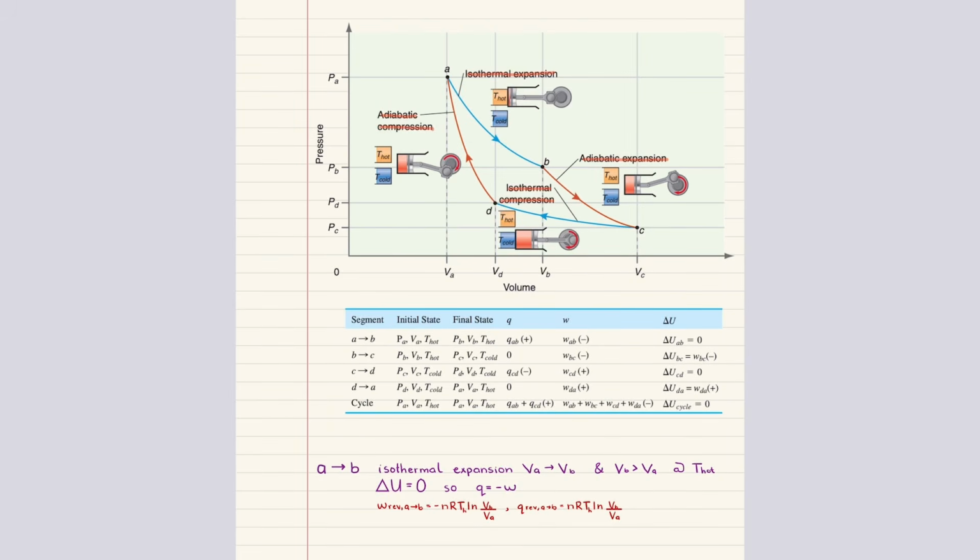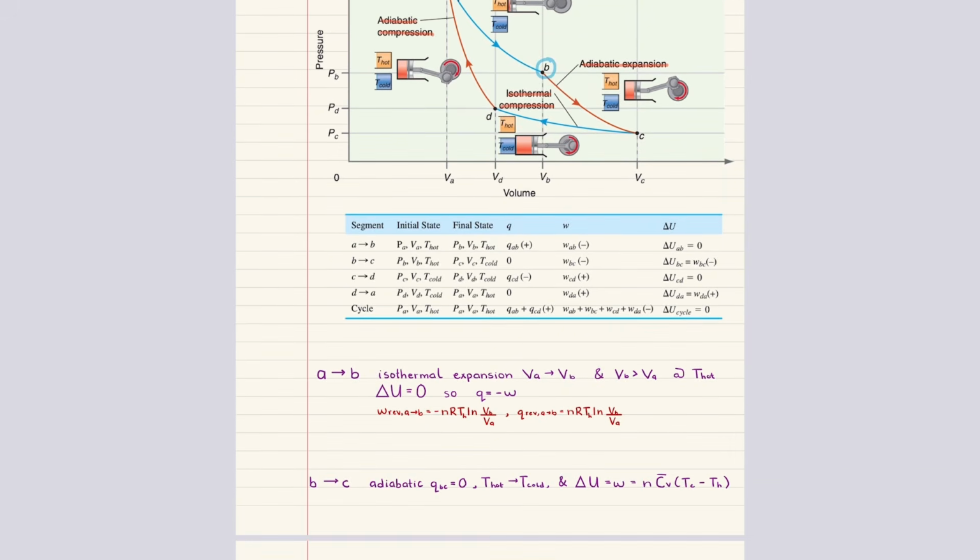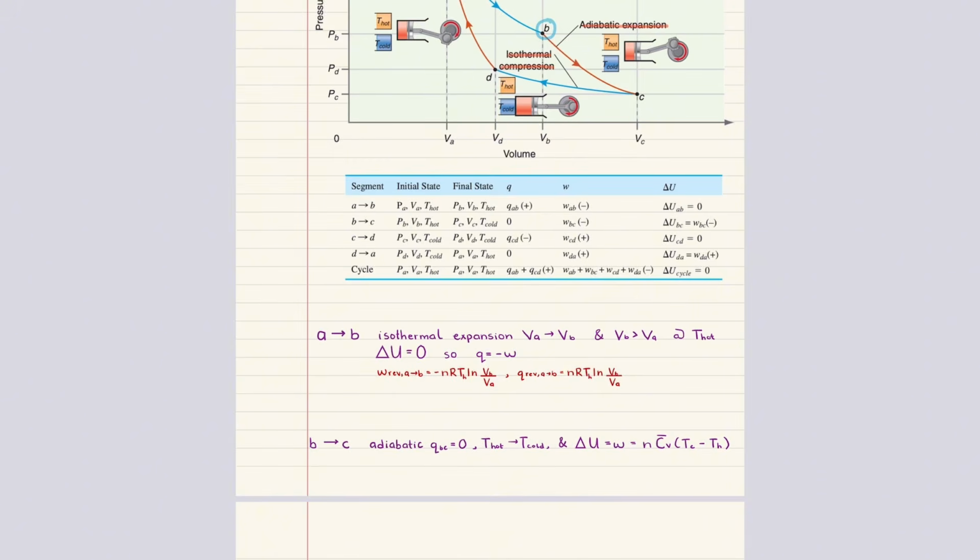With that, let's begin with the first segment from A to B. Here we have an isothermal expansion at the hot temperature T hot. The gas is going to be held at T hot by the hot reservoir while it expands from an initial volume VA to a final volume VB. Because the temperature of an ideal gas is constant, the change in internal energy for this segment is going to be 0. The gas must absorb heat to supply the work it does on the piston.